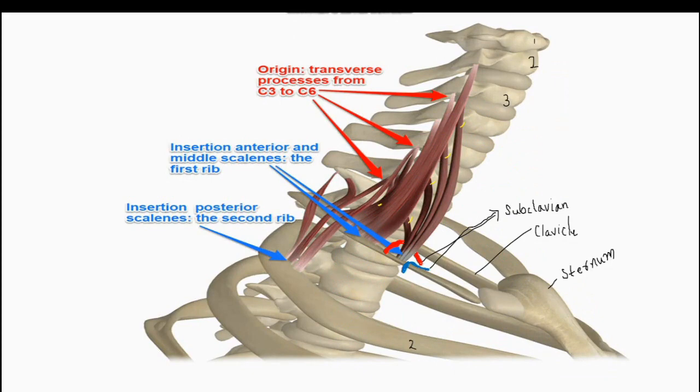So here to show you this anterior scalene inserting here. They are passing in between. You can see this is the subclavian vessel. So this is the subclavian artery. This one is the subclavian artery, and this one is the subclavian vein. So they are inserted in between these vessels of subclavian.